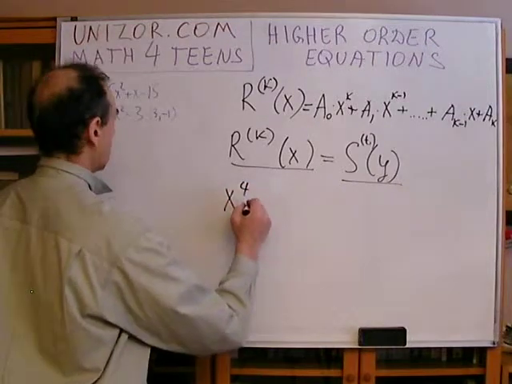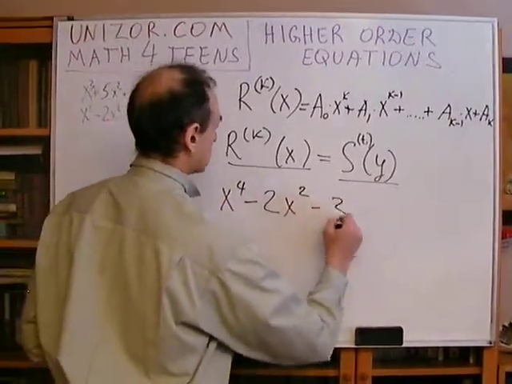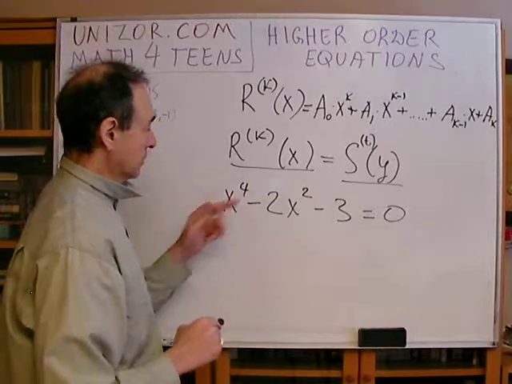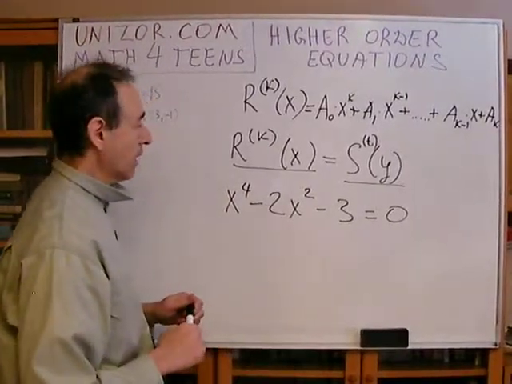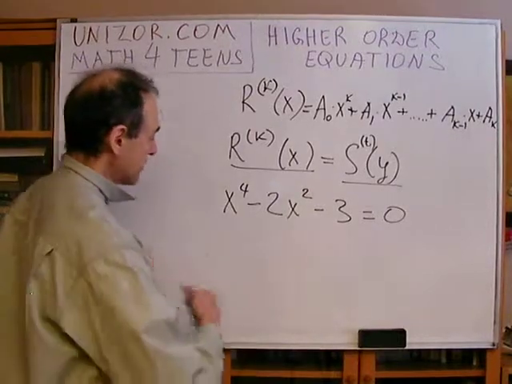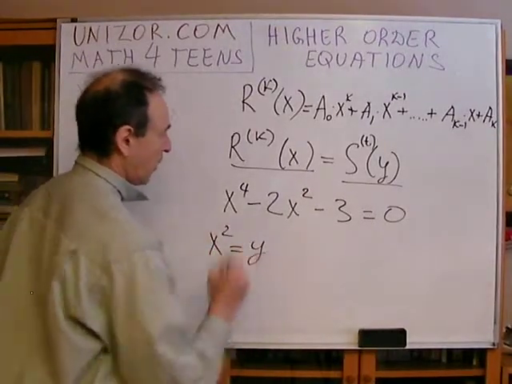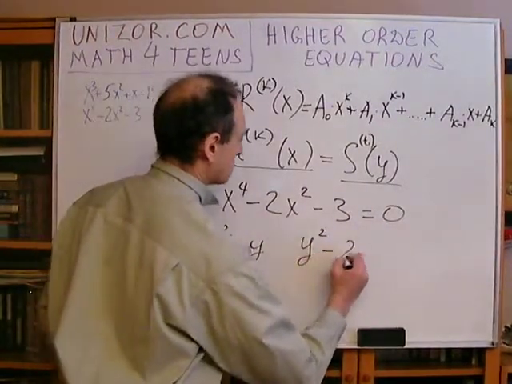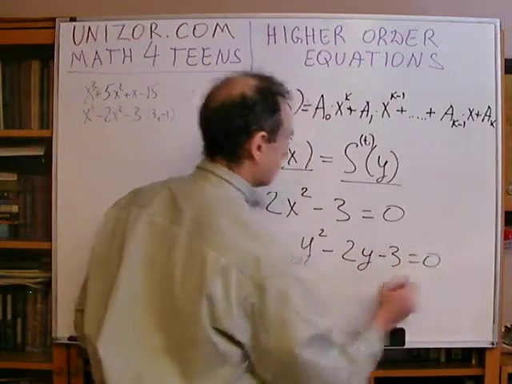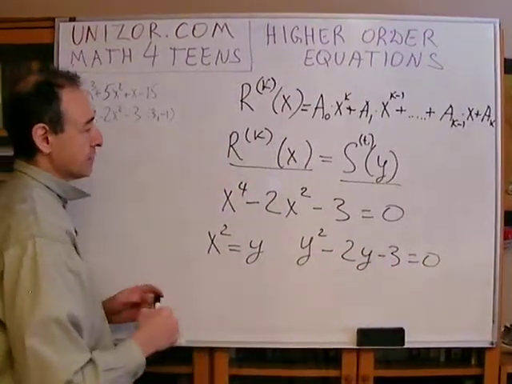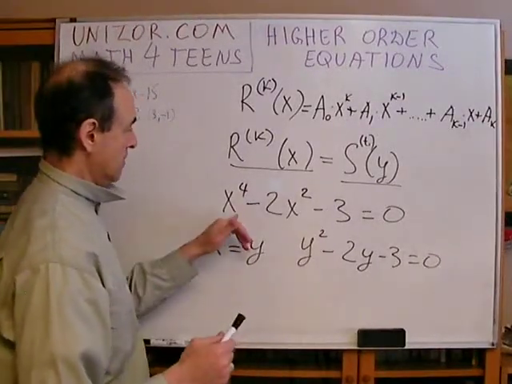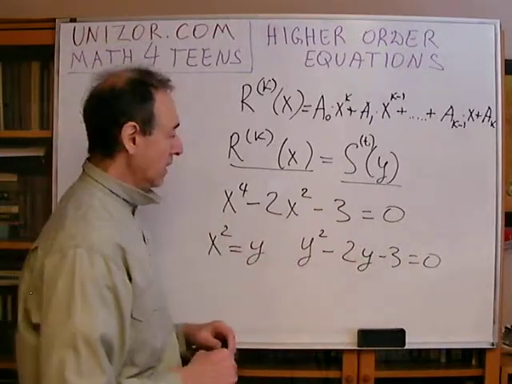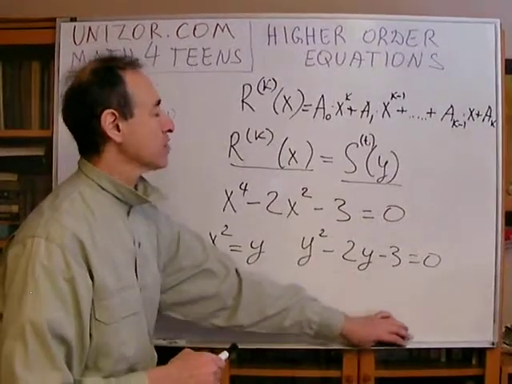Let's say you have an equation x to the fourth minus 2x squared minus 3 equals 0. Well, this is an equation of the fourth order. X is in the power of 4. But you notice that if you substitute x squared equals y, in terms of y, the equation looks like y squared minus 2y minus 3 is equal to 0. Well, in this case, it's very easily visible that x squared can be substituted and you'll get a quadratic equation for y. Now, how to solve this quadratic equation for y?